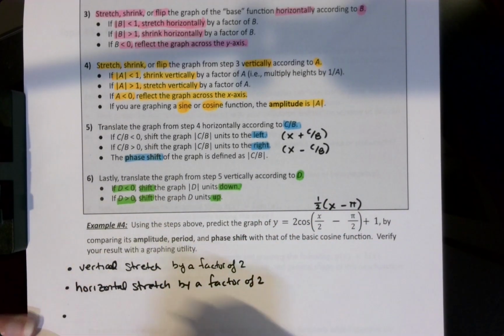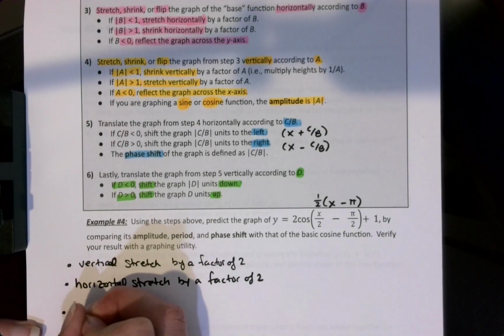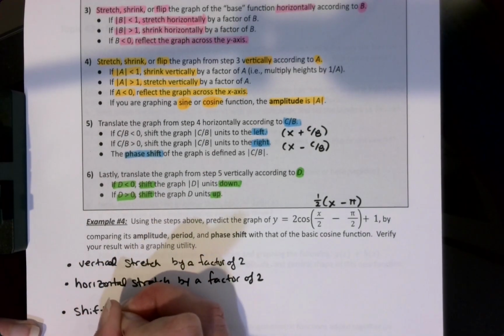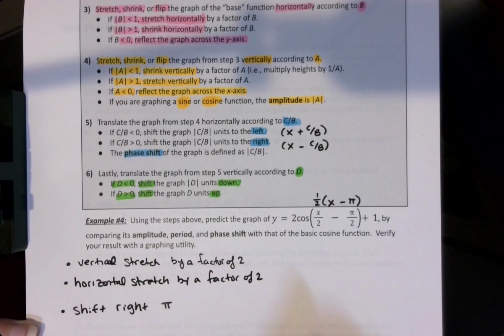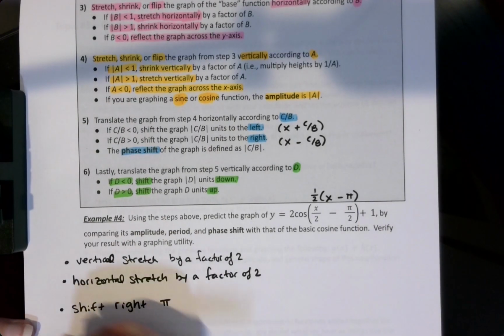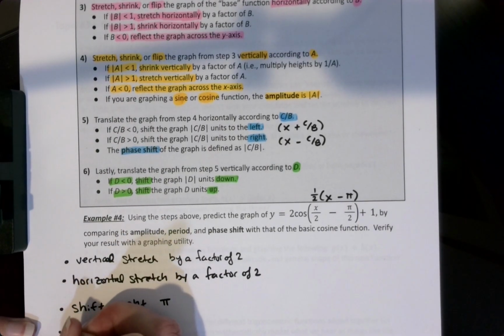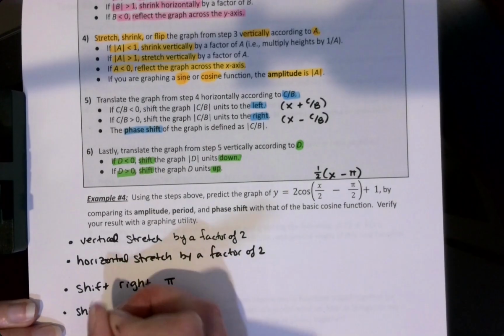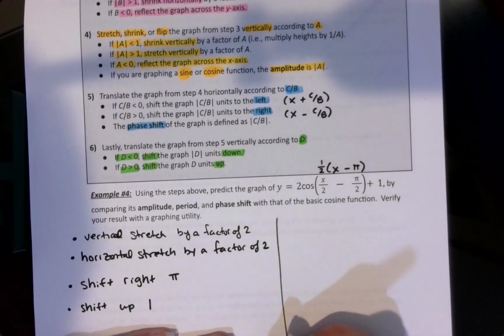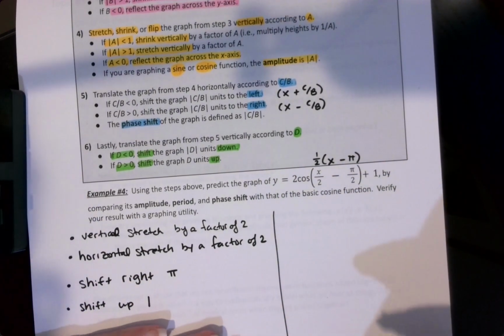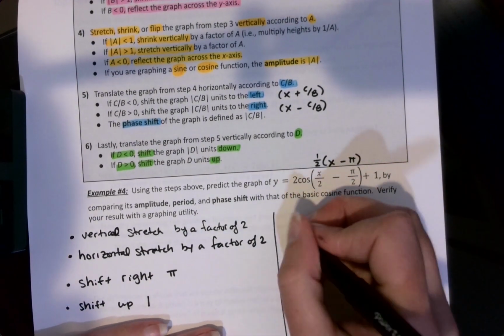Then that minus pi is going to be a shift to the right by pi units. And then the plus 1 is going to be a shift up 1. Again, I'm shifting up 1, so that's going to certainly mess with x and y intercepts, so I'm glad I'm not writing those down.